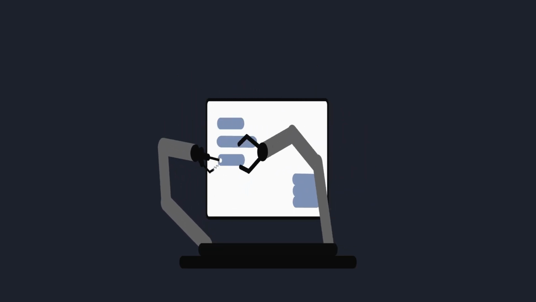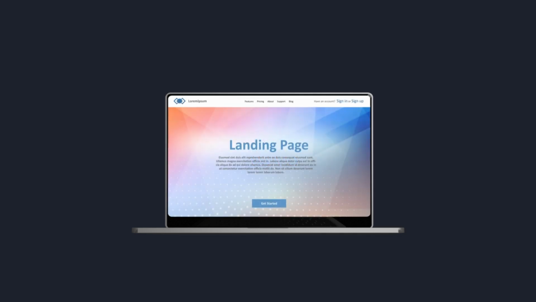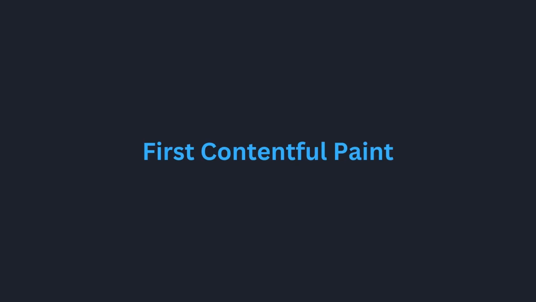While it's building, what do you have? The dreaded blank white page. The browser has to download the JavaScript, execute it, fetch data, and then finally render the page. This creates two massive problems. First, the initial load can be painfully slow, which is a UX nightmare. This delay is measured by the first contentful paint, or FCP.